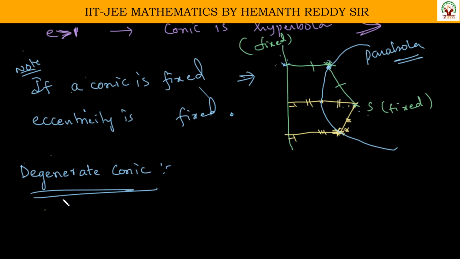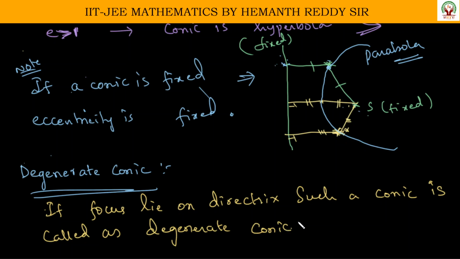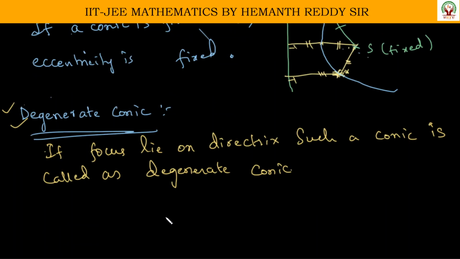So I'll write: if the focus lies on the directrix, such a conic is called a degenerate conic. I'll discuss more about this in a while. So if a focus lies on the directrix, such a conic is called a degenerate conic.